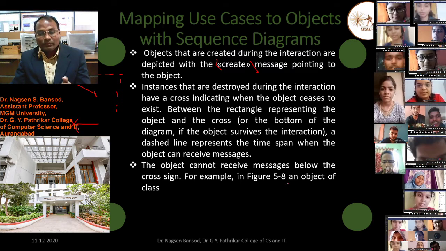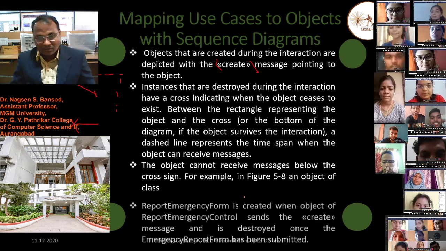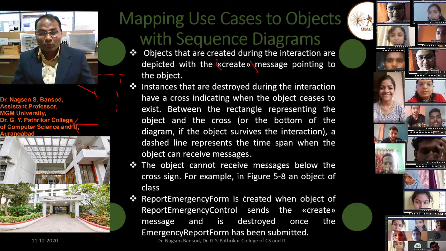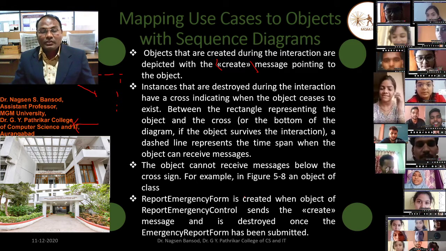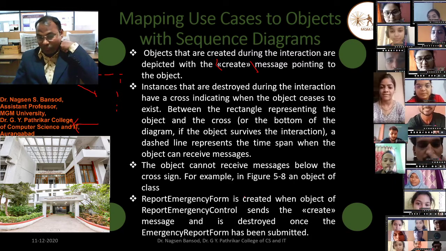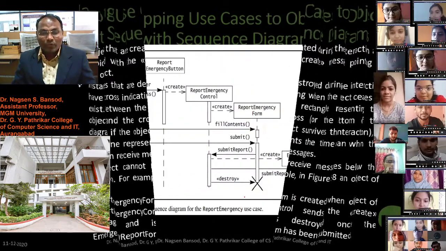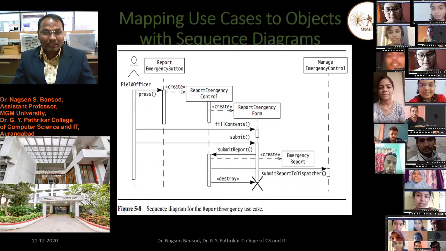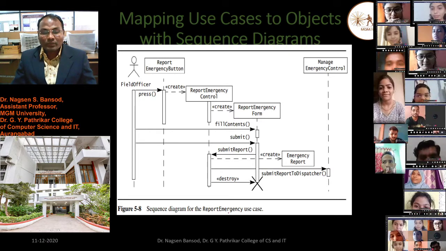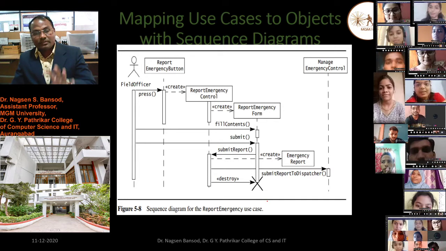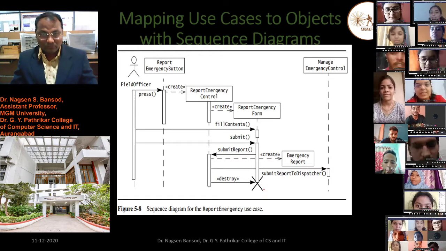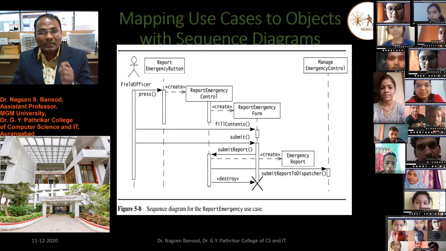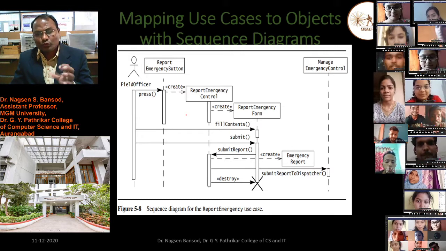For example, in figure 5.8, an object of class report emergency form is created when the report emergency control sends the create message, and is destroyed once the emergency report form has been submitted. Look at this diagram. This is the sequence diagram for the report emergency use case. You have to draw this diagram in the practical sessions with the help of StarUML or ArgoUML.